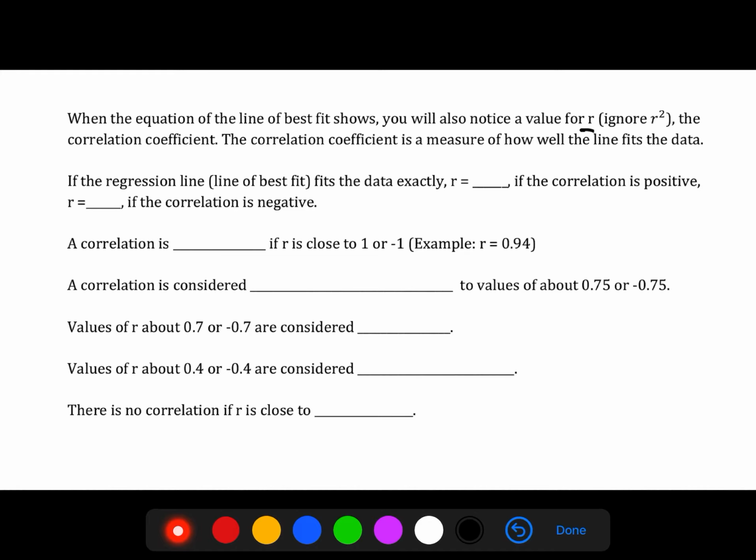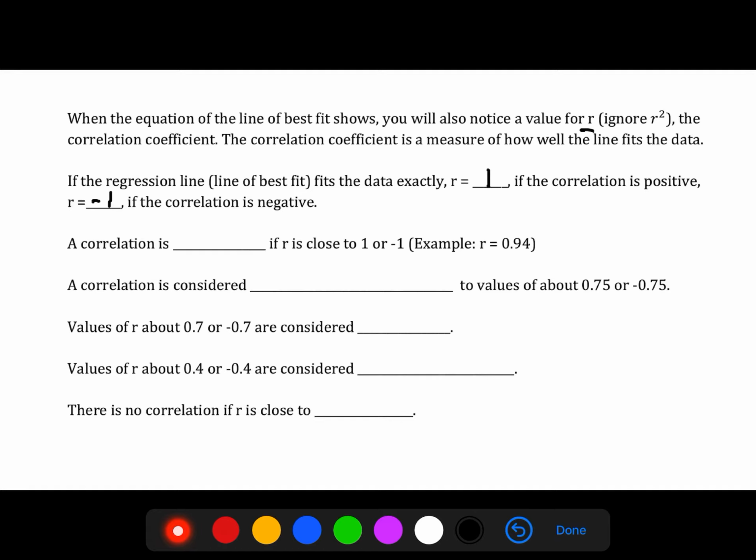Okay, it is exact. If we want to go back here, we're going to talk about exactly that. So when the equation of the line of best fit shows, you'll also notice the value for R. And notice we're ignoring R squared. That's for a quadratic function. We're not working with quadratics here. So we have our correlation coefficient.